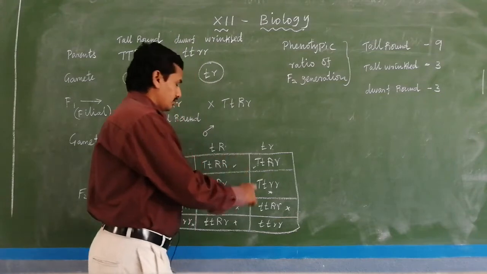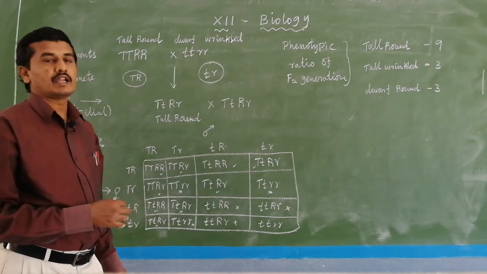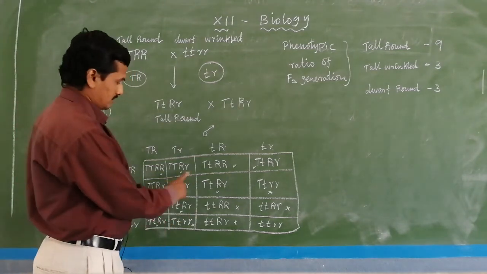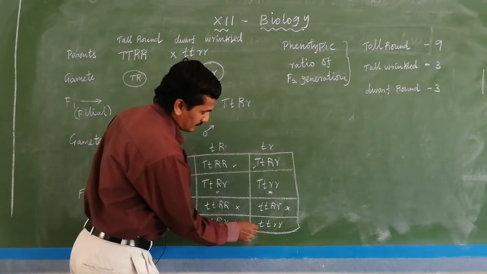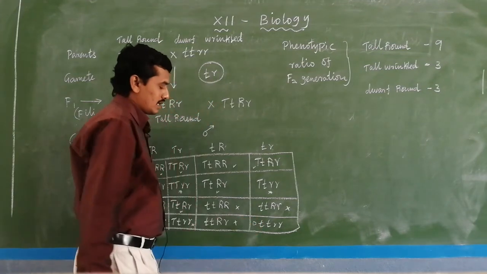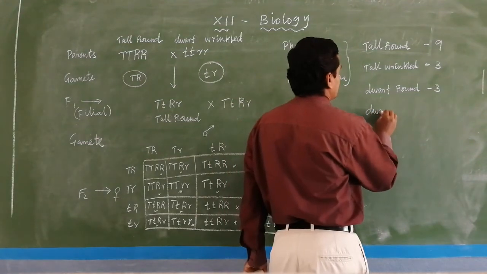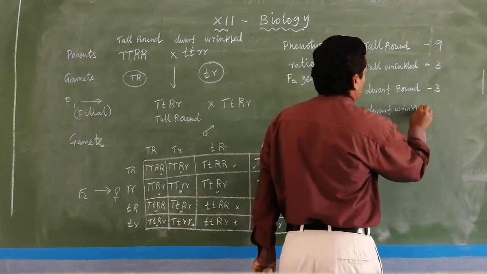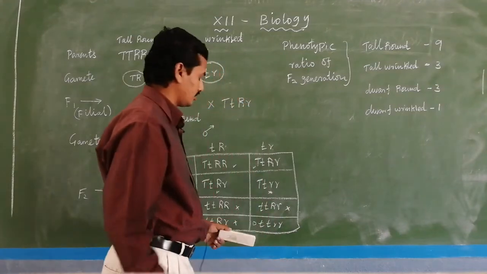Totally 16 plants are produced. In 16, 3 plants are dwarf and round. So, all are finished. We counted all the things. Then here the last one, dwarf plant with wrinkled seeds. How many? Only 1. So, dwarf plant with wrinkled seed, only 1.